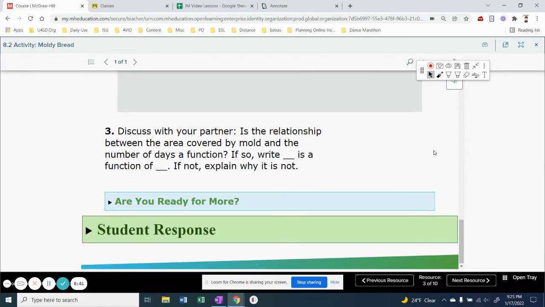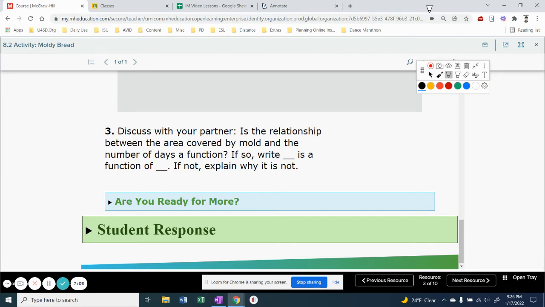Now, let's write the relationship as a function. So are we going to write time is a function of mold area, or are we going to write the area as a function of time? So let's figure that out.